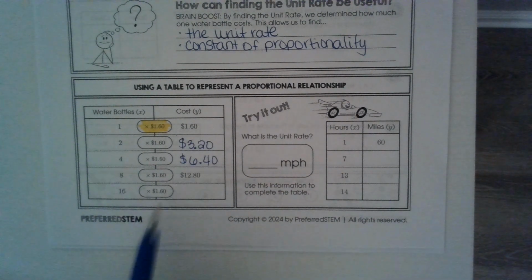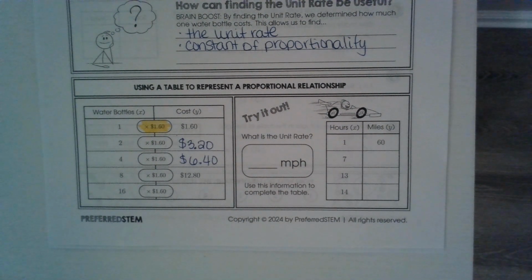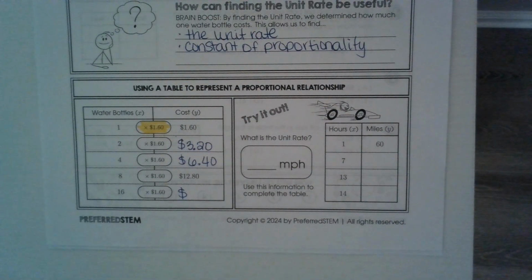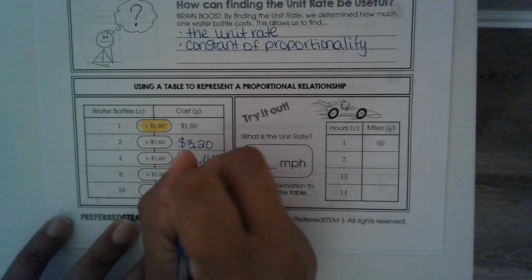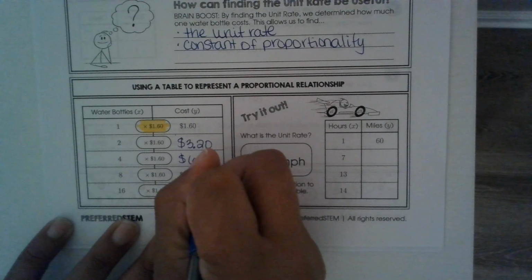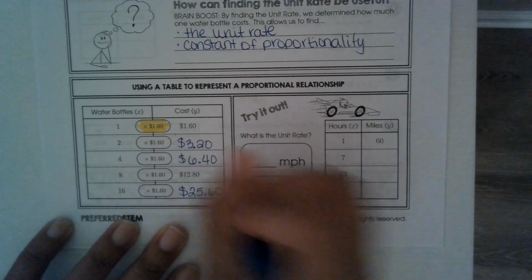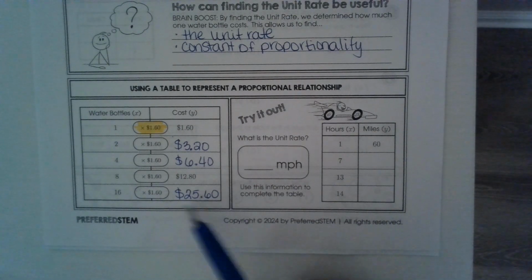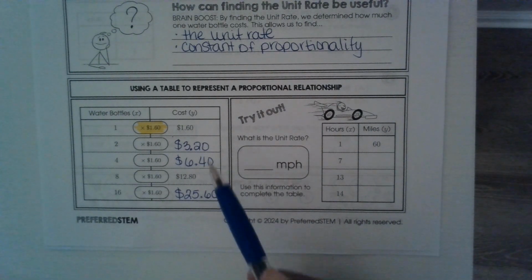And then lastly, 16 times $1.60. If I want to buy 16 water bottles, it will be $25.60. And again, if you use a calculator, you have to input these zeros.